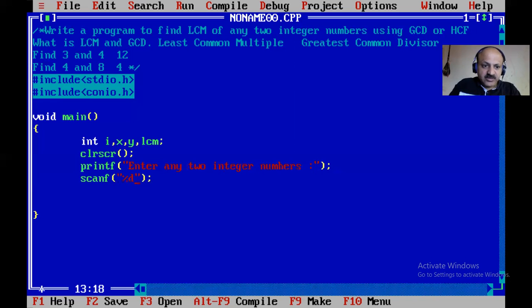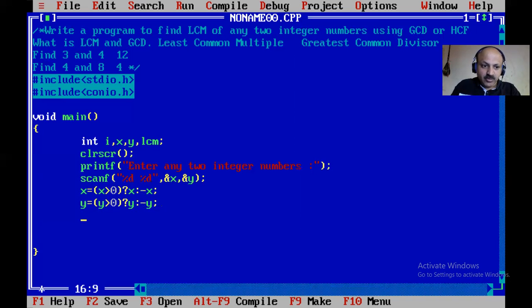Now enter any two integer numbers, and scan both at the same time using percentage d, again percentage d, ampersand x and ampersand y. If the user enters a negative number, what to do? Here we can convert negative to positive using the conditional operator: x colon minus x, so minus minus becomes plus. If the user enters a negative, it is converted to positive. The conditional operator is also known as the ternary operator.